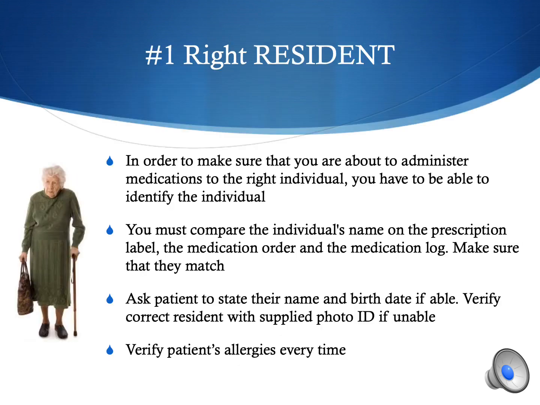The first right is the right resident. In order to make sure you're going to give the medication to the right individual, you have to be able to identify that individual. Compare the individual's name on the prescription label, the medication order, and the medication log. Make sure they match. Ask the patient to state their name and birth date if they're able to, but verify the correct resident with the supplied photo ID if they are unable to do so. Verify patient's allergies every time on the MAR before you give that medication.